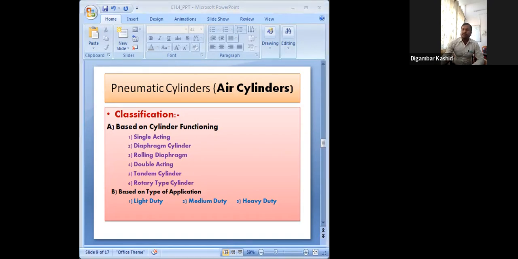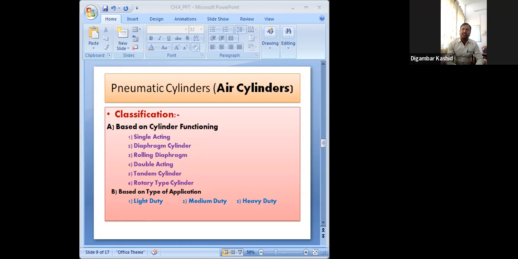Now, firstly, based on the application for which air cylinders are used, depending on that, these air cylinders or pneumatic cylinders are classified into three types. One is the light duty air cylinder, second is the medium duty air cylinder, and third one is the heavy duty air cylinder. So based on the application for which air cylinders are used, three types are there.